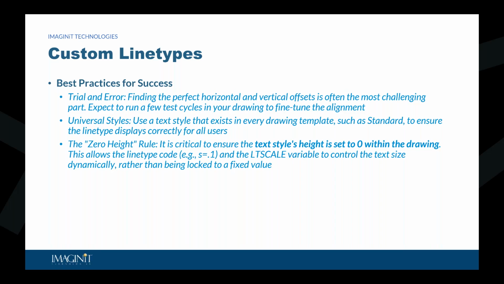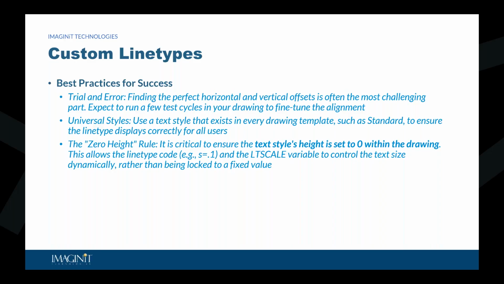So another piece is the universal style. Use a text style that exists in every drawing template, such as standard, to ensure that the line type displays correctly for all users. The big thing here is the 0 height rule. It is critical to ensure that the text style's height is set to 0 within the drawing. In other words, you go into the text style editor, whatever text style you are referencing in your line type, make sure that that is set to a 0 height.